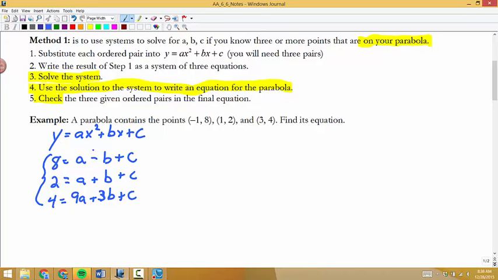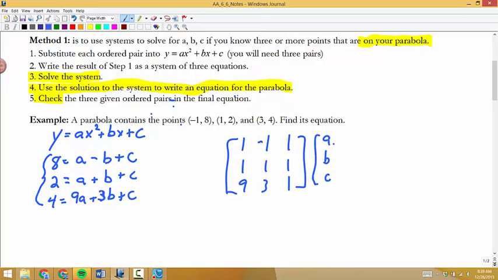So I'm going to write this in matrix form to begin with. I'm going to have 1, -1, 1, 1, 1, 1, 9, 3, 1. That would be my coefficient matrix. And I'm going to take that times A, B, C to get my answer matrix. Here I'm just going to put these answers over on the other side, and that would be 8, 2, 4.